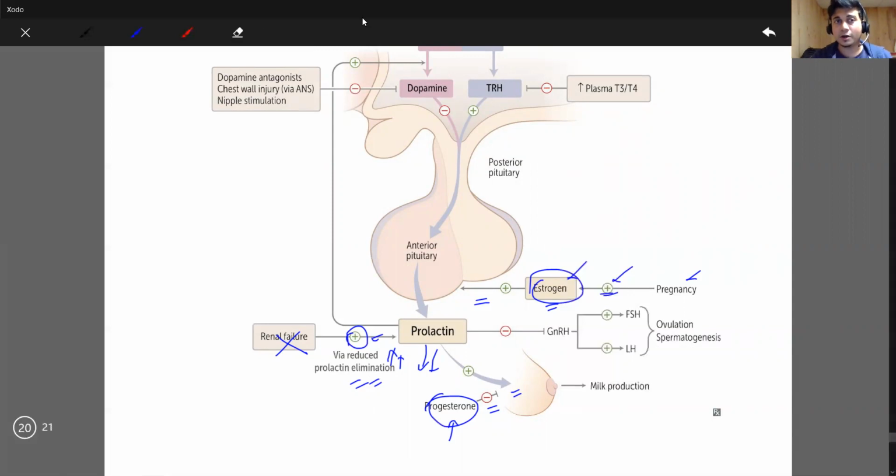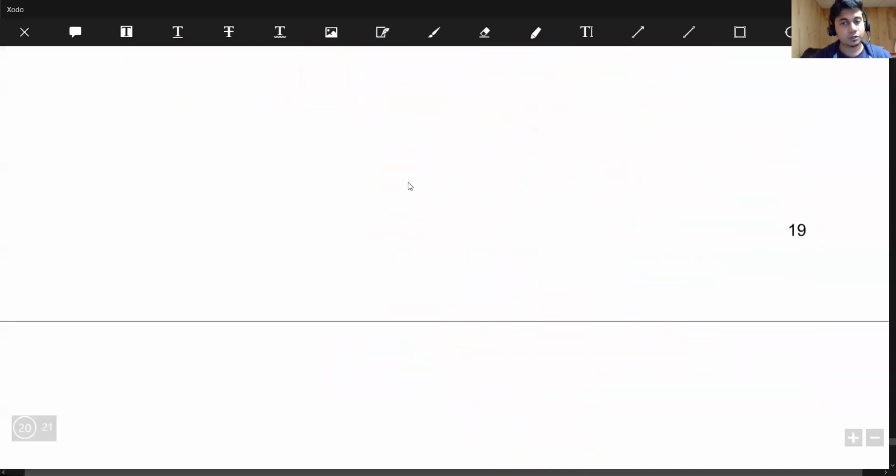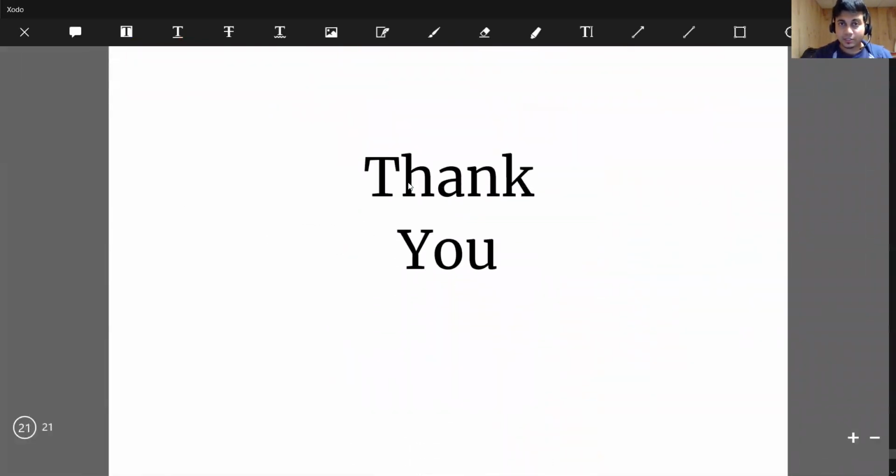This is about the prolactin, very briefly, very shortly, about the physiology of the prolactin. All right. I think that's it. That's for the first discussion.